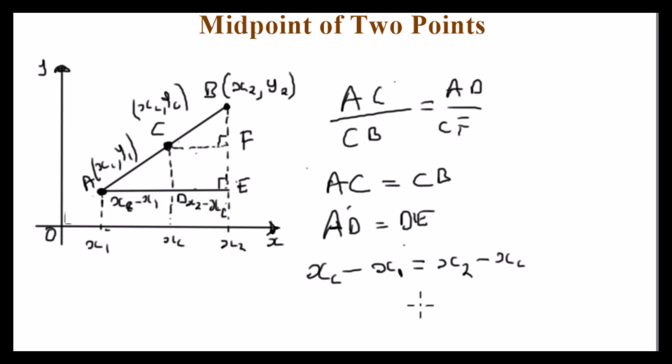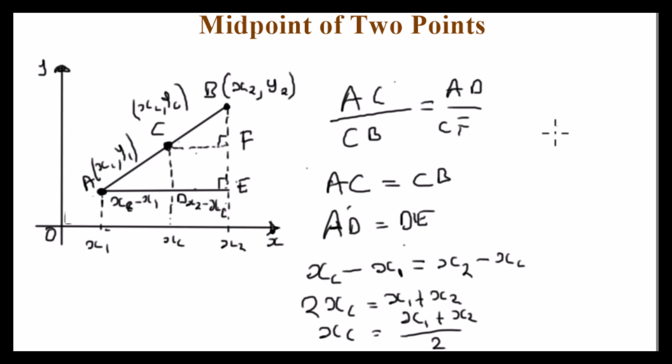So take negative xc to this side, it becomes positive, and take x1 to the other side, becomes positive also. So here I'll be having 2xc equal to x1 plus x2. And finally, xc will be equal to x1 plus x2, everything divided by 2. So in order to find the midpoint on the x-axis only, you take the first x, add it to the second x, and divide it by 2.